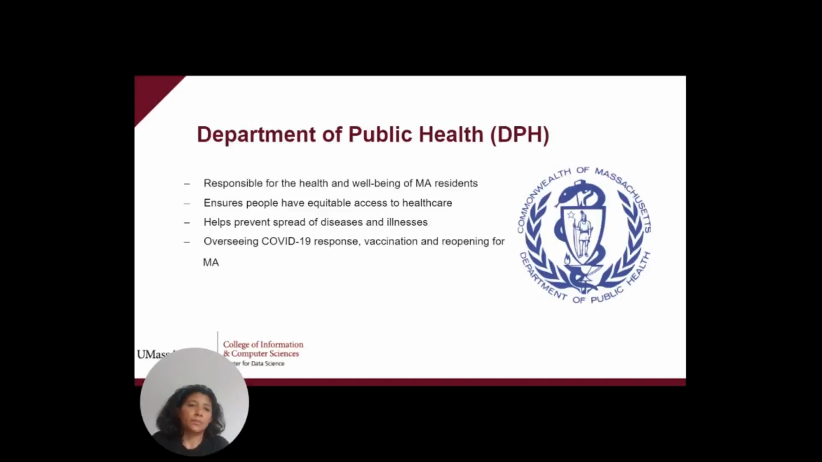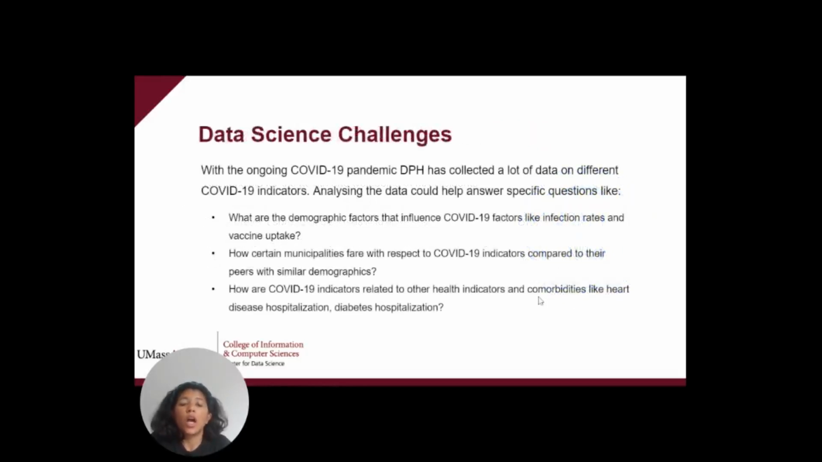Our clients, the Department of Public Health in Massachusetts, are concerned with everything related to health for Mass residents. Currently, they're overseeing COVID-19 response, vaccinations, and reopening in Massachusetts. Now, what are some of the challenges that data science can help us solve with DPH, especially in response to the pandemic, when there is no dearth of data available on COVID-19 indicators?